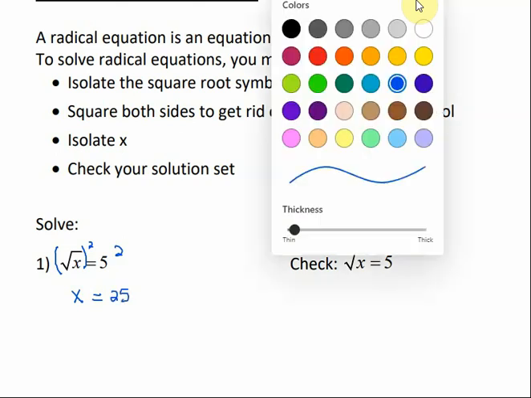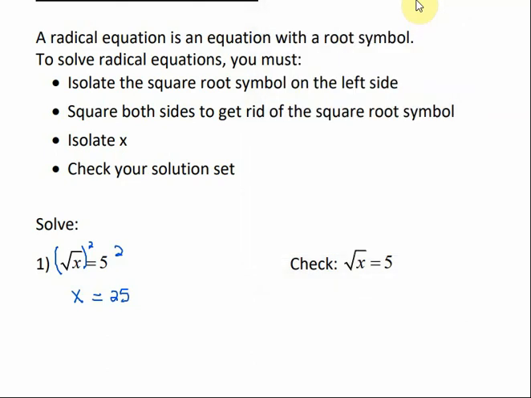Let me check my solution by plugging it into the original equation. So if I plug my answer into the original equation, I have the square root of 25 equals 5. Well, the square root of 25 is 5, so I know that I have the right answer. Now, in these types of equations, it is important to check your answer because you can get what we call an extraneous solution, which is a solution that doesn't work.